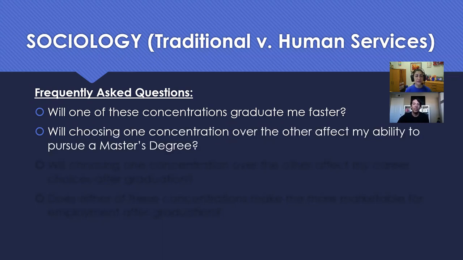Thank you. Question number 2, will choosing one concentration over the other affect my ability to pursue a master's degree later on? Yeah, so regardless of if you go through the traditional track or the human services concentration, you are eligible to enroll into a master's program because you are receiving a bachelor's in sociology. The only way you wouldn't be able to apply is if you didn't finish. So yeah, either one of these tracks, you'll be able to apply to a master's program.